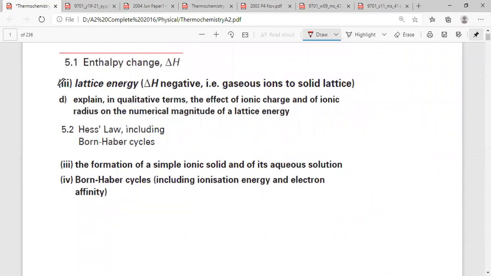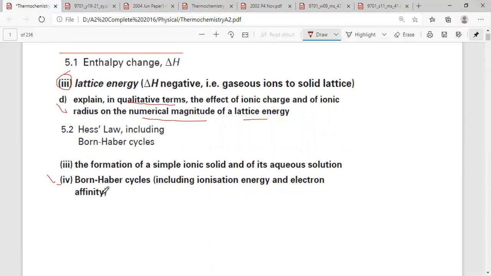Today I want just to do this one here. Explain in qualitative terms. Hopefully we can do this one: the effect of ionic charge and ionic radius on the numerical magnitude, the size of this energy. But before this, we need to explain this part here. Okay, part 4 first. If we can finish this part, then we go into this part here, explaining this thing here.